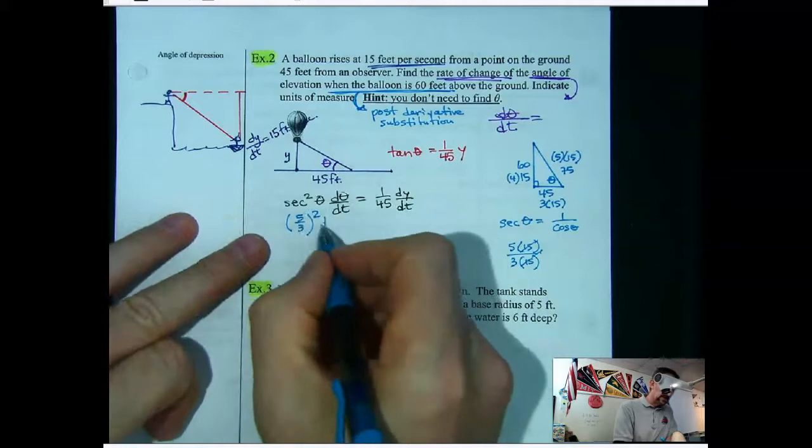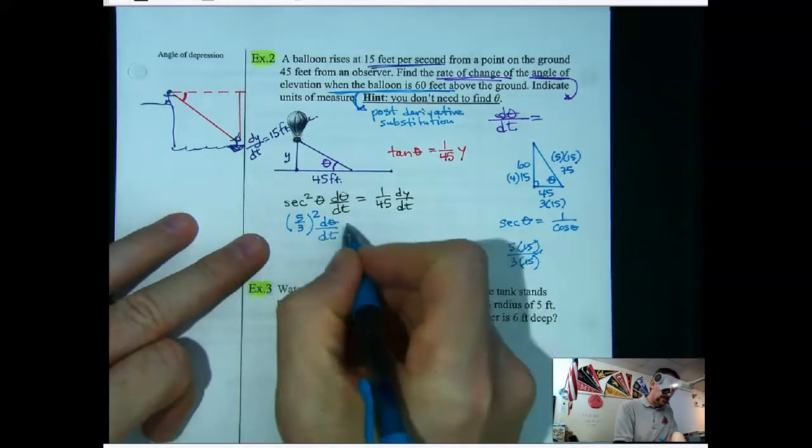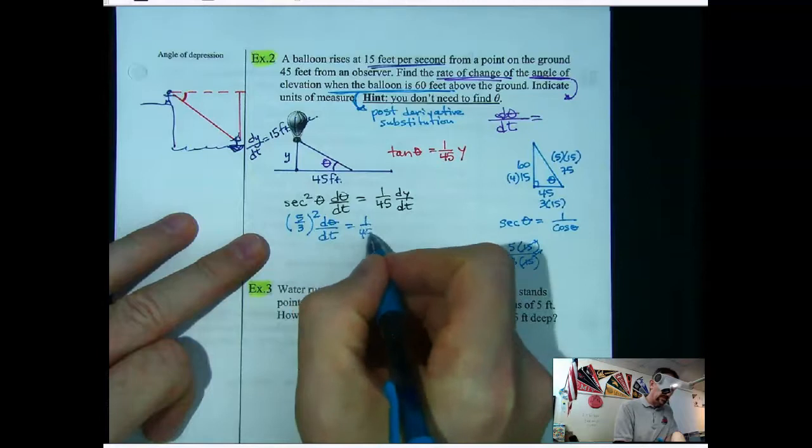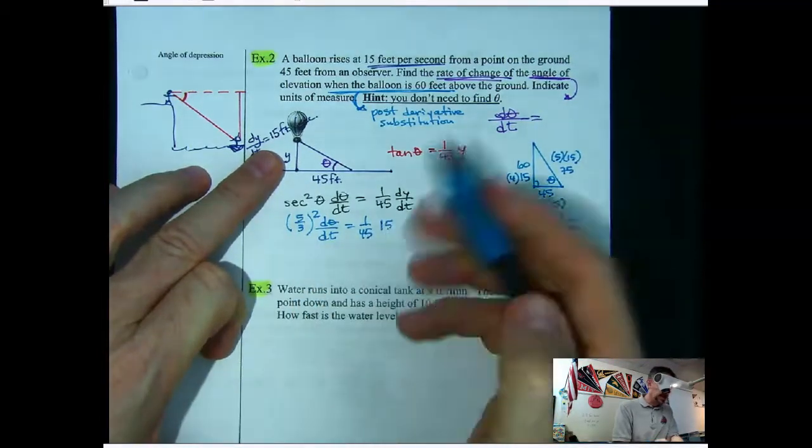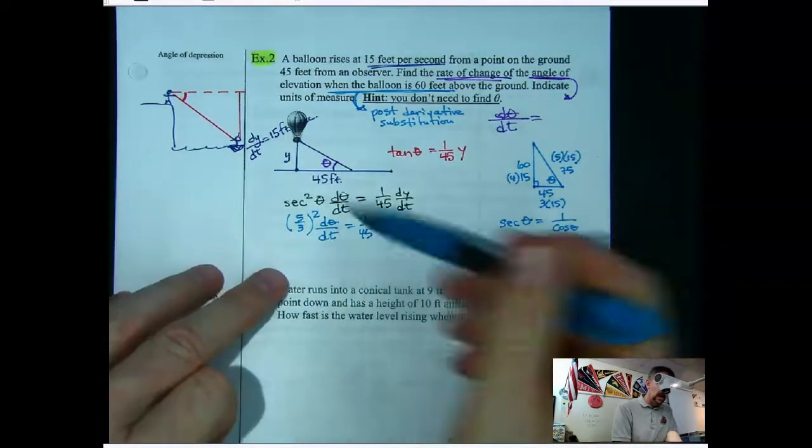And we have d theta dt is what we're trying to find. And we have 1 over 45. And they told us that dy dt was 15. And that's going up, so that's going to be positive 15.